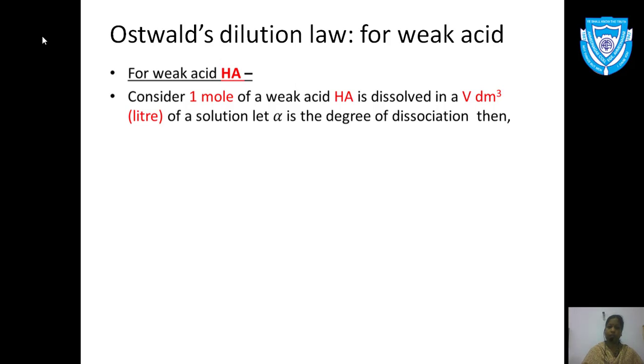Hello students, in the last lecture we learned about the dissociation of weak acid, and now we will go for the derivation of Ostwald dilution law for weak acid. Now consider the weak acid HA, 1 mole of HA, dissolved in V cubic decimeter of solution, and alpha is the degree of dissociation.